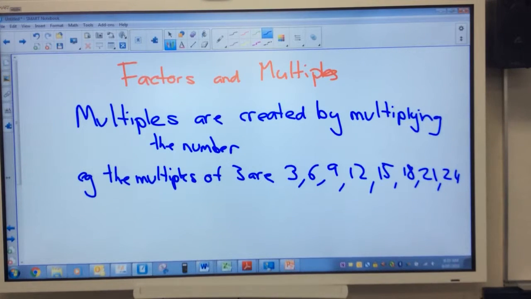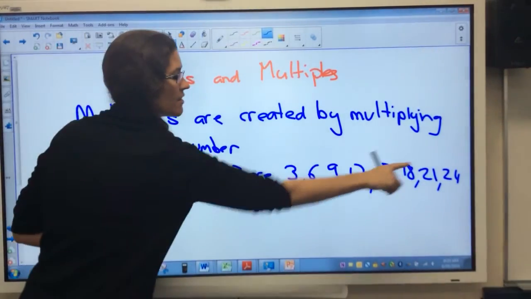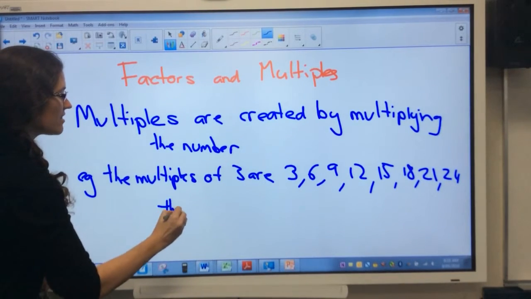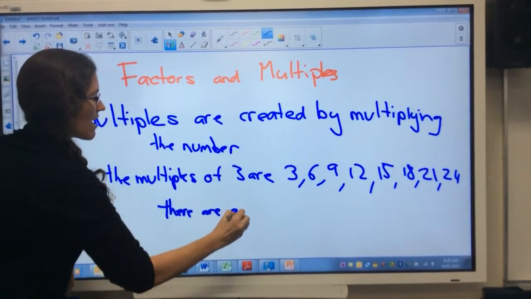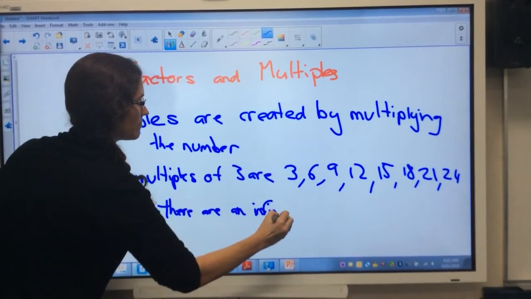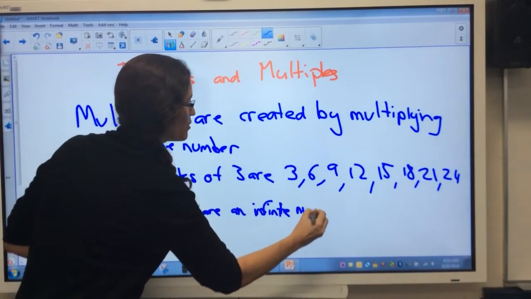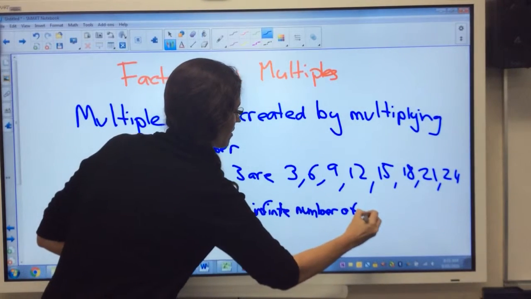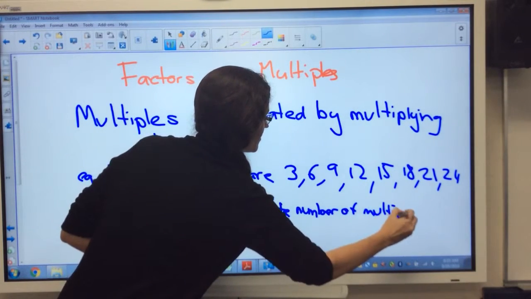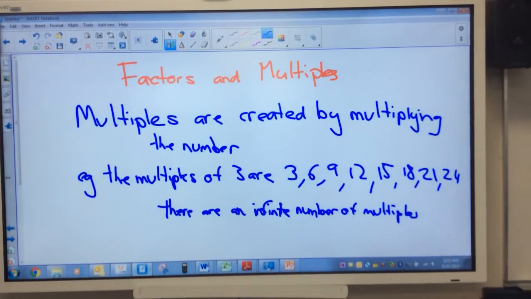You're going to write everything on the board down. Okay? They go on forever. You never run out of multiples. So there are an infinite number of multiples. Okay, so it's kind of cool. So it just goes forever. Like 3 times 1,000 is 3,000. 3 times a million is 3 million. They just keep going. There are an infinite number of multiples.